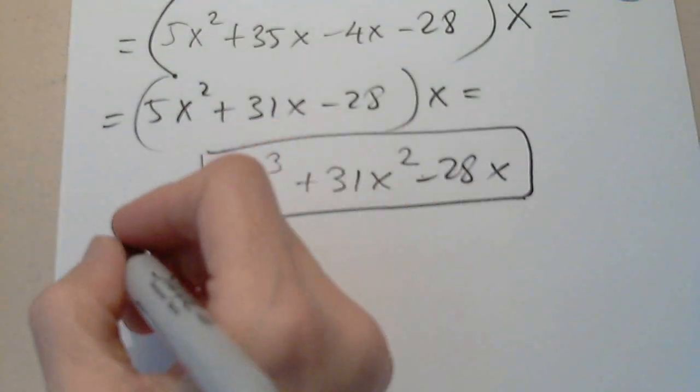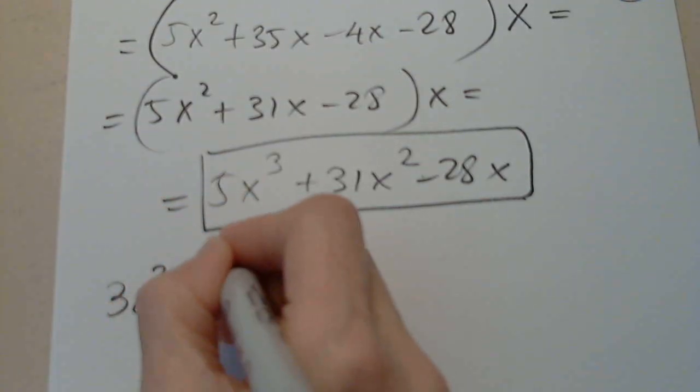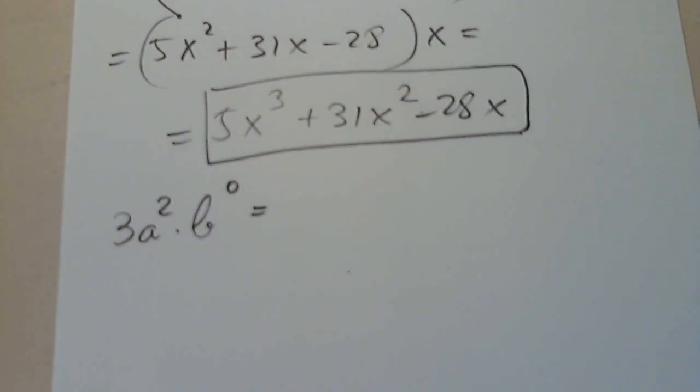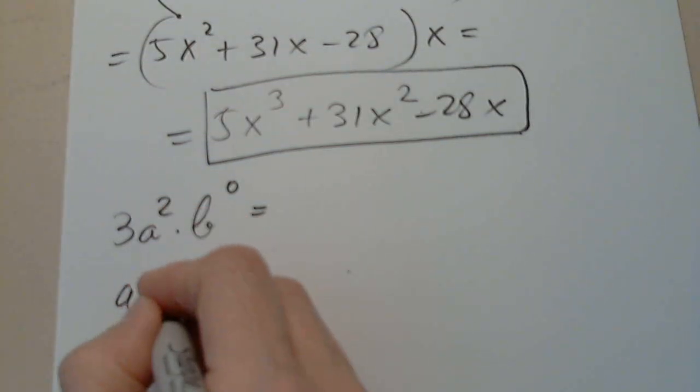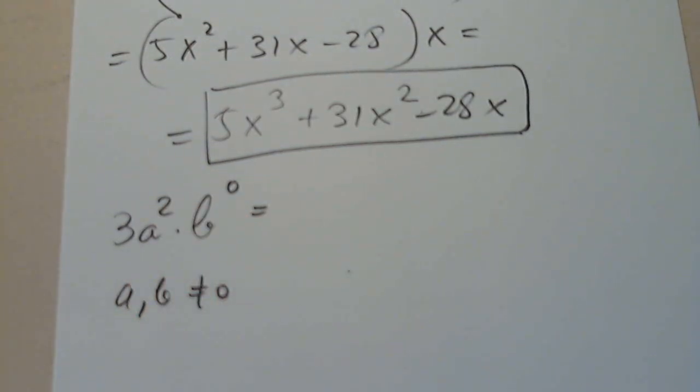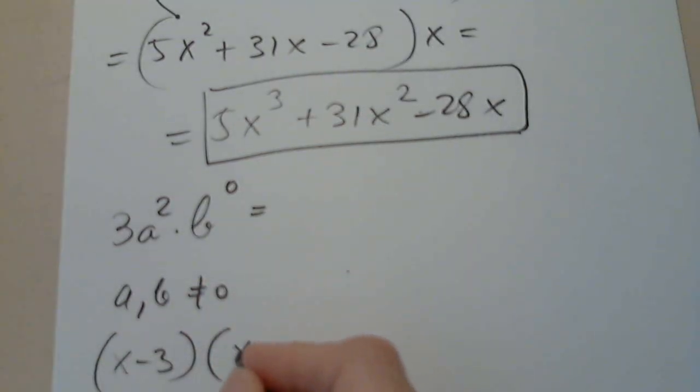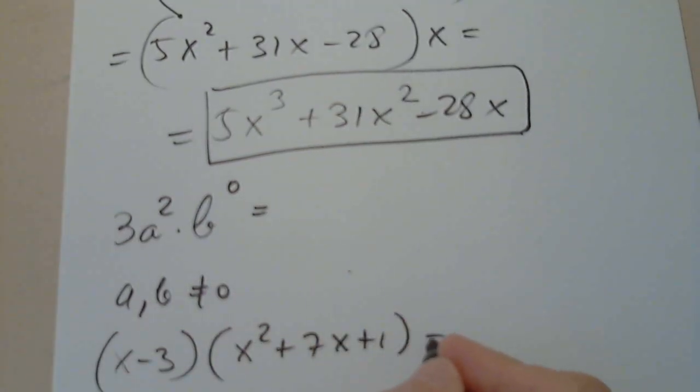What if I have 3a squared times b to 0? How do I simplify this? I'm specifically told a and b are not 0. How do I simplify this? Can anyone tell us how to simplify it? Is there anything we can do here? Is it not simplified already?